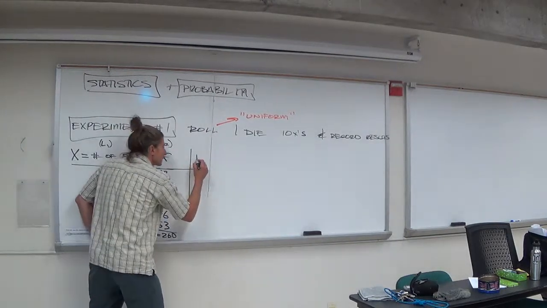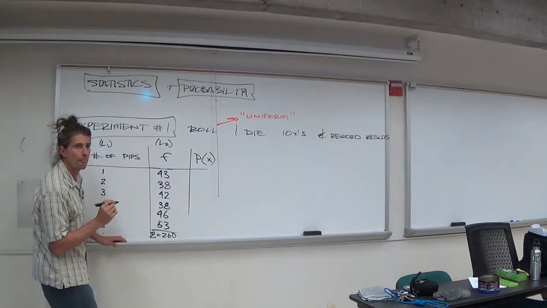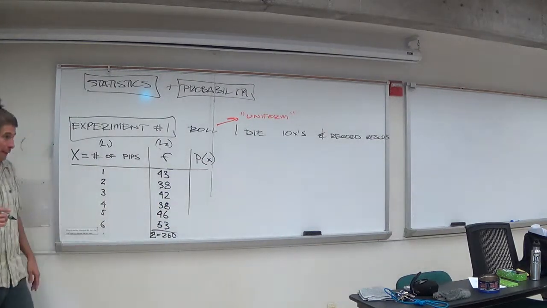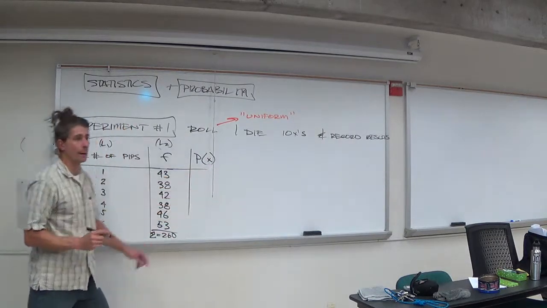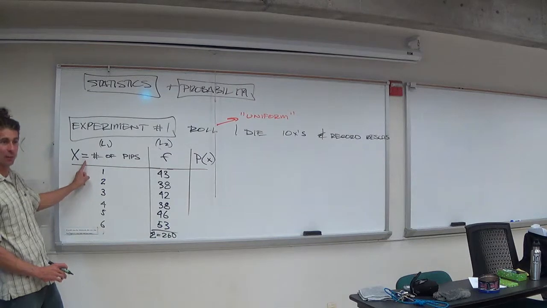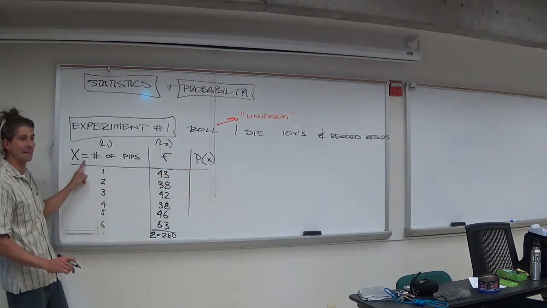I'm going to call it something to get you used to this symbol. P of x. What do you think P stands for? It's exactly what it stands for, probability. What do you think x stands for? Exactly, the numbers that are referred to in this column. So I'm trying to point this x back to this.